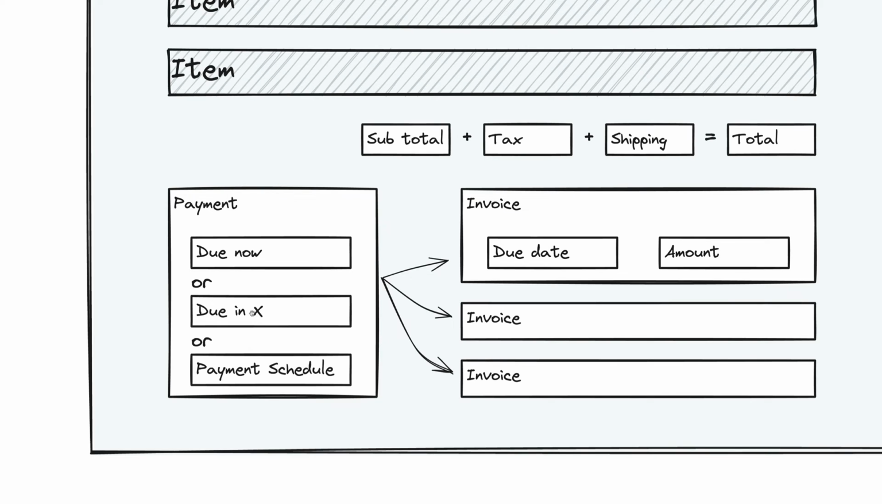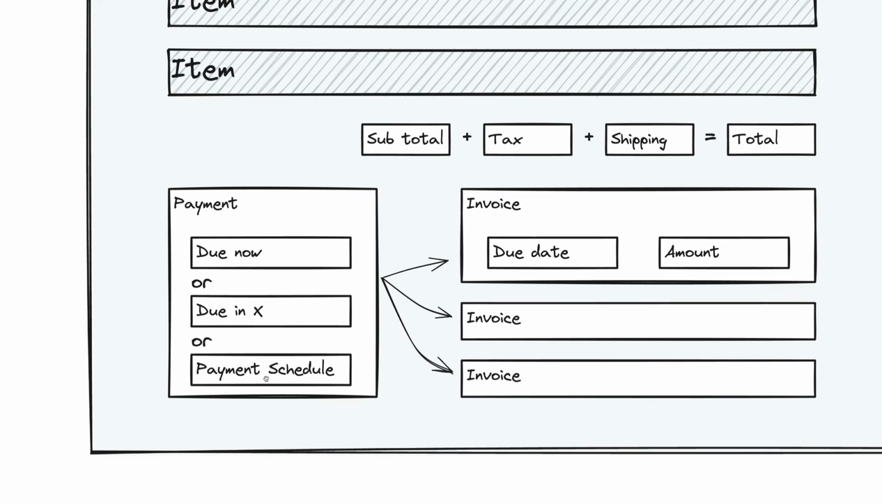The third option, if you don't want it to be all due now, if you don't want it to be all due in a certain number of days, if you want to have a payment schedule, it allows you to split up the order into several different invoices. And what this allows you to do is specify how much is due and when is it due.